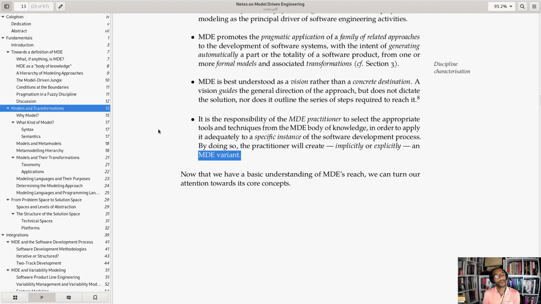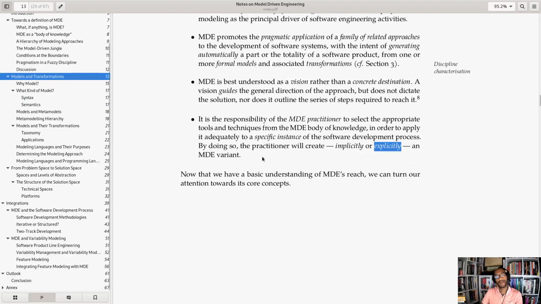So it seems that what we're trying to say here is that it's best to create an explicit variant, because then at least you know what you're doing. You're making decisions consciously rather than unconsciously. And that guides a lot of the argument that we're going to make much later on, after we've gone through all of this, for MASD. This need for an explicit understanding of what it is that you're doing.